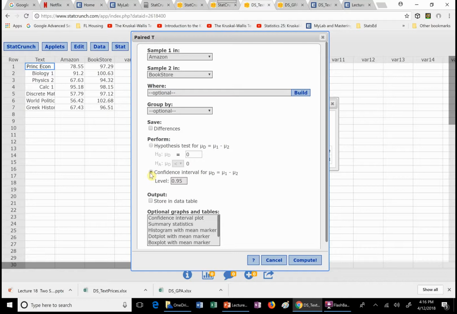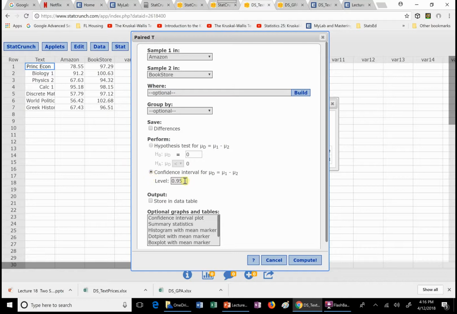So 99 would, so, and here's the thing, if you wanted to counter the bookstore's argument, what would you use? Would you use a 90% confidence interval or a 99% confidence interval? Right, if you're Amazon and you really believe you're less, you're going to make it as big as possible, right? You're going to say, I'm 99% sure the difference lies in this interval, right?